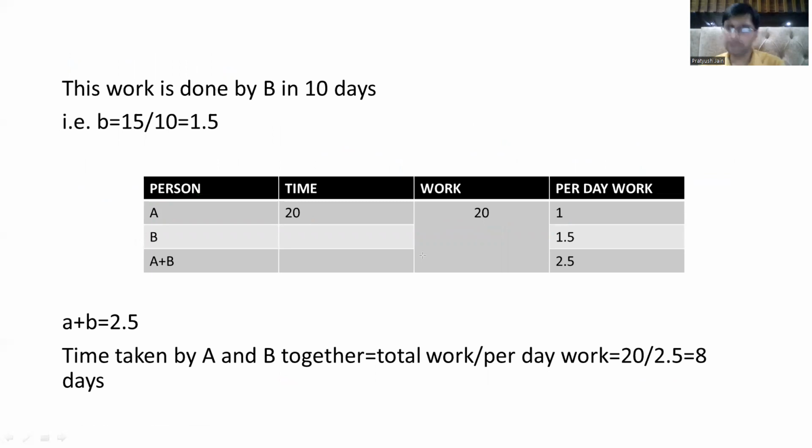So again, we draw this in the table. We had work 20, and we had per day work of A. Now we have per day work of B, 1.5. So we can find out per day work of A plus B simply as 1 plus 1.5, which is 2.5. So for A plus B, we have their per day work, and we have the total amount of work they have to complete. So time taken by A and B together will be total work upon per day work, which is equal to 20 upon 2.5, which is equal to 8 days. So A and B together can complete the entire work in 8 days.